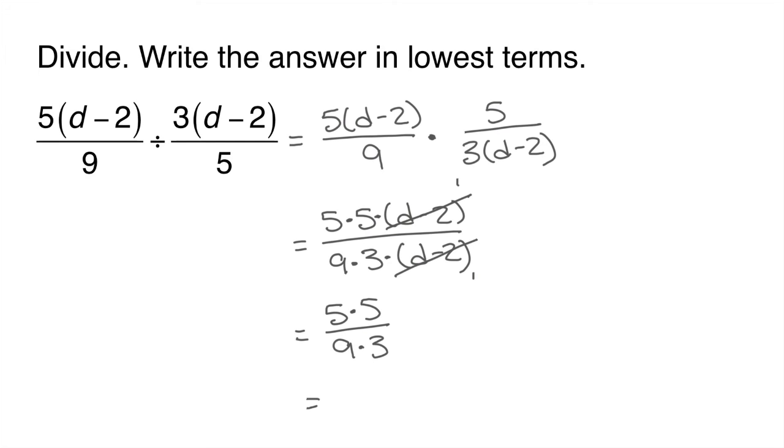Now we simplify by multiplying, and we have 25/27.